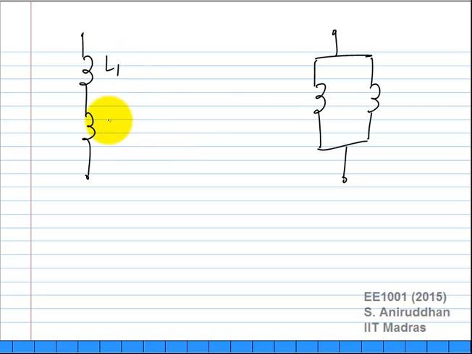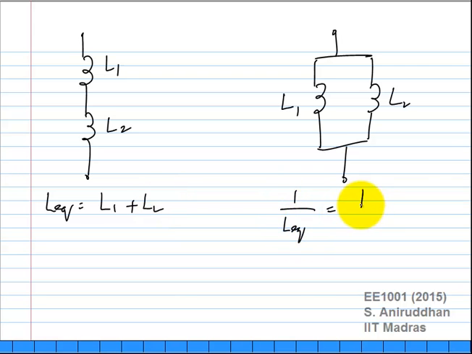I have two inductances in series and two inductances in parallel. What is the effective inductance? L1 plus L2. Here the inverse of the effective inductance, 1 over L equivalent, will be 1 over L1 plus 1 over L2 plus so on. So for the inductance the same thing holds.